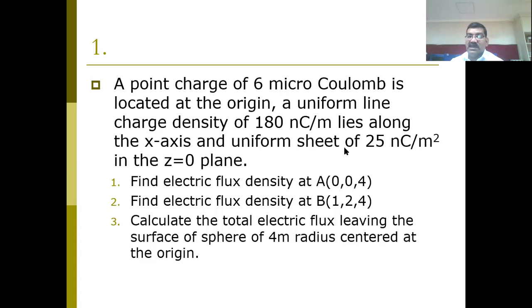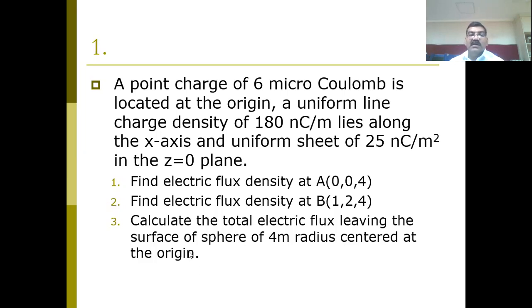And due to the surface charge, the diagram is important. If you draw the diagram, it will give you the visualization. So the diagram is important, always draw the diagram. For the surface charge, the formula is rho s upon 2 an. So only find the unit vector. Rho s is given, 25 by 2, that's it. So it is at one location, that is point A (0,0,4). The same thing you have to repeat for point B at (1,2,4). This is given to get practice.